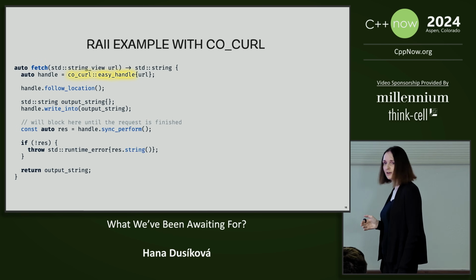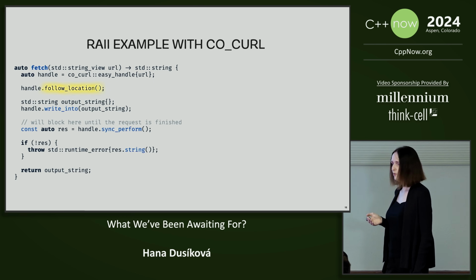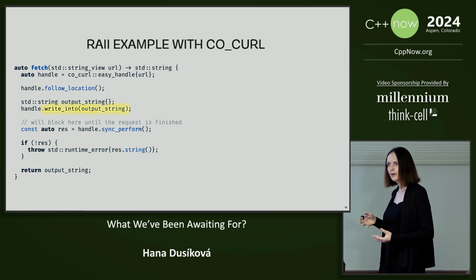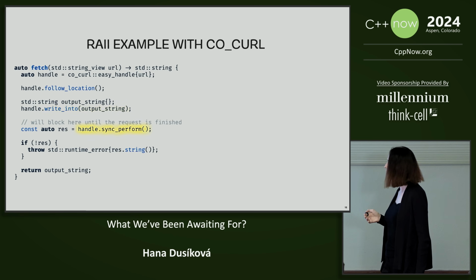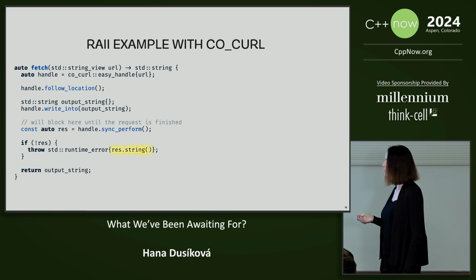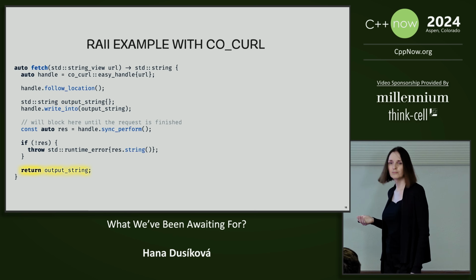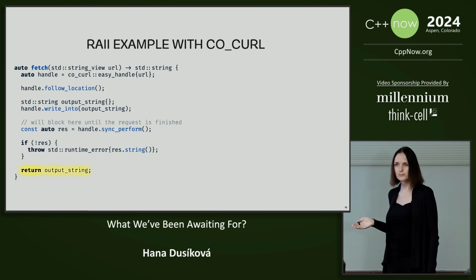So the fetch function will just create the handle, set the follow location, default is true, set the output string with a helper function, so I don't need to write the lambda every time, do the sync perform, wait, check for the error, throw an exception, return a result. So far, so good.